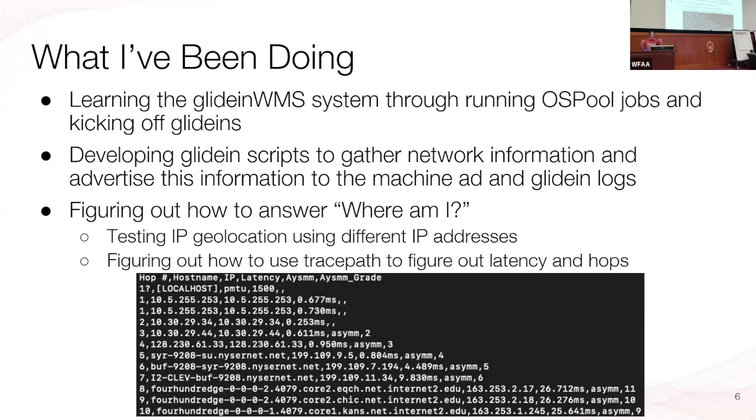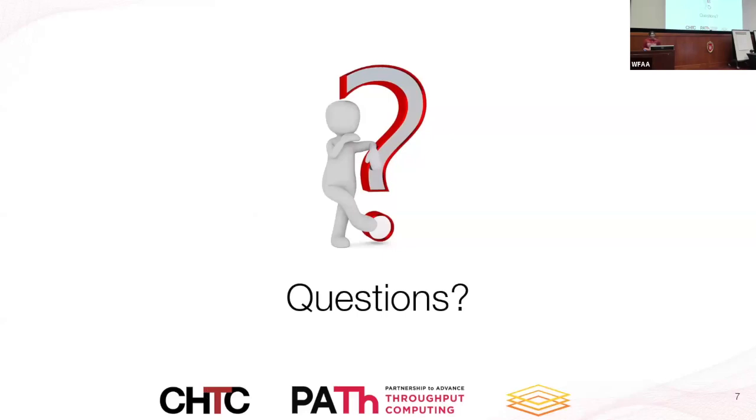And then I've also just been trying to figure out how to answer this "where in the world am I" question itself. Again, from what you could see, I tried the obvious IP geolocation, but it turns out that's not really useful in this use case. And then I've just been trying to figure out how to use network tools to answer this question. Like I said, I've been using tracepath to figure out latency and hops. So with that, I leave it to you for any questions or comments.